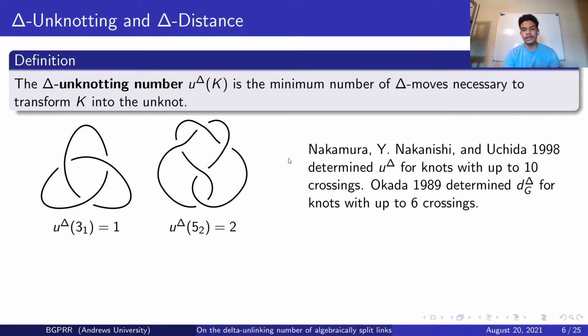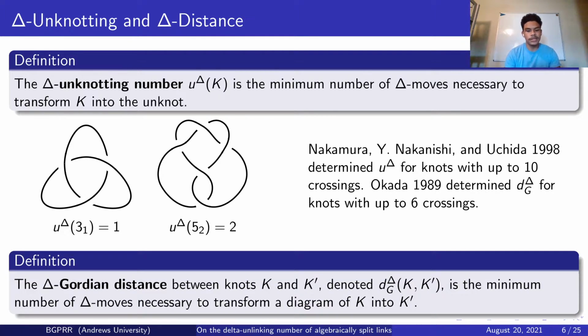Nakamura, Nakanishi, and Uchida in 1998 determined the delta unknotting number for knots up to 10 crossings, and Okada in 1989 determined the delta Gordian distance for knots up to 6 crossings, where the delta Gordian distance between two knots is the minimum number of delta moves necessary to transform a diagram of one knot into the other.